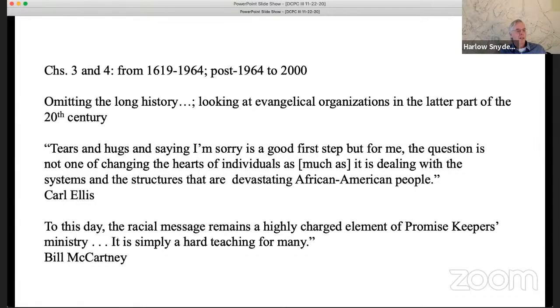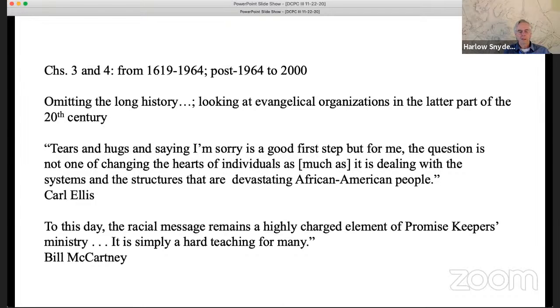But McCartney reflected systematically that, even though there was some effervescence and success, at least at a superficial level, it is a sustained teaching that this was hard to maintain, and that the racial message remains a highly charged element of Promise Keepers ministry. He said, and that's actually a direct quote, it is simply hard teaching for many. So trying to press this in this evangelical venue was difficult, as McCartney himself realizes.